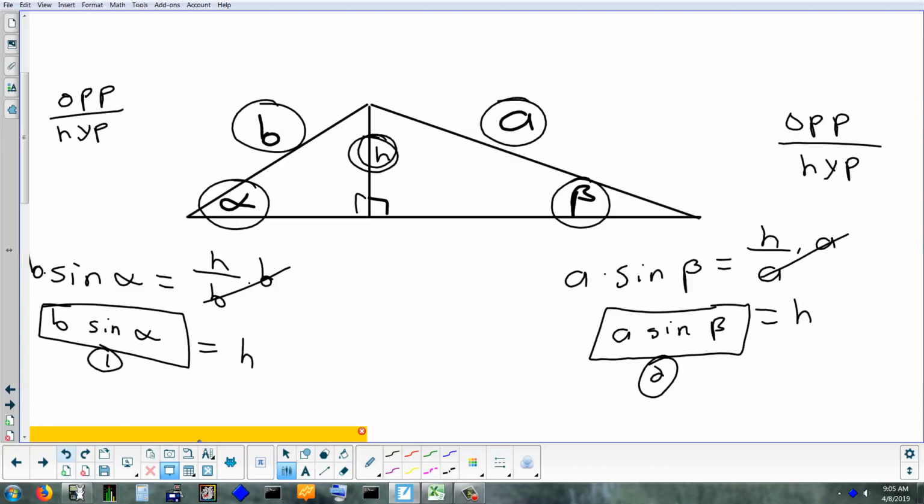Box 1 is equal to the height. Box 2 is equal to the height. So what does that mean? What's the third thing you could say? They're both equal to the height, which means what? If they're both equal to the height, they're both equal to the same thing. What does that mean?